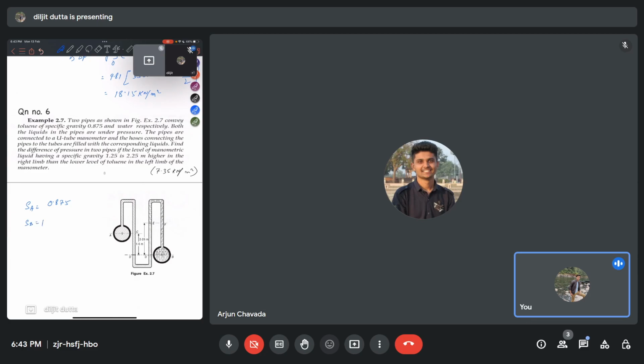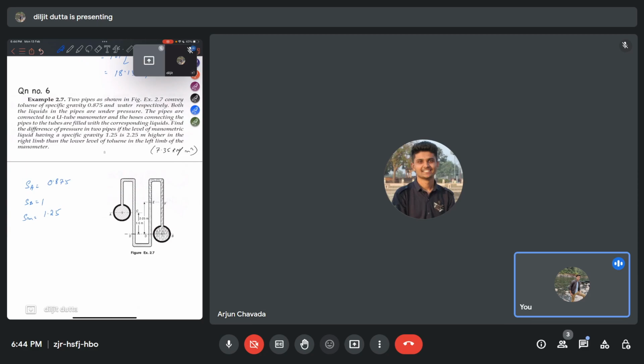Both the liquids in the pipes are under pressure. The pipes are connected to a U-tube manometer as shown, and the hoses connecting the pipes to the tubes are filled with corresponding liquids. Find the difference in pressure in the two pipes if the level of manometric liquid having a specific gravity of 1.25 is 2.25 higher in the, so we have to generally find PA minus PB.